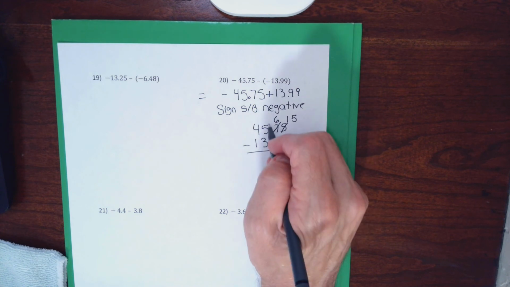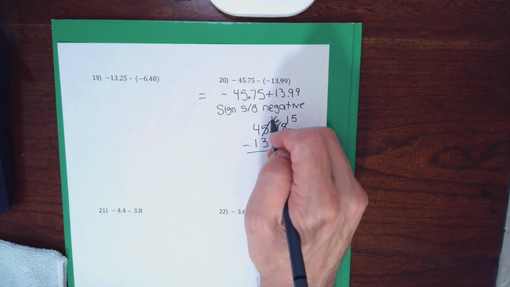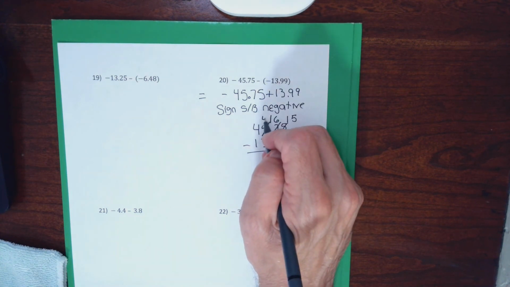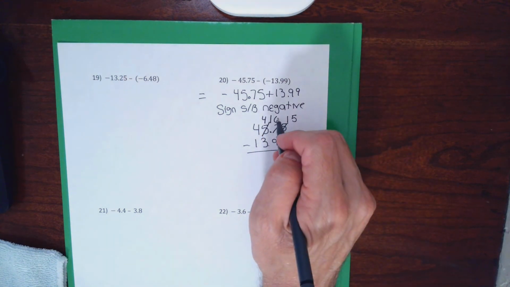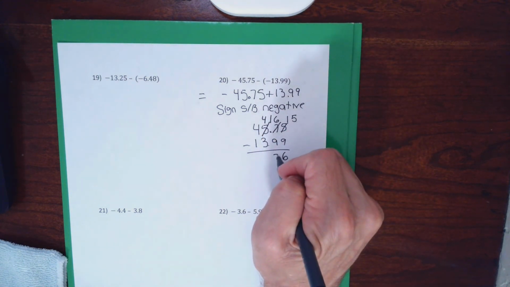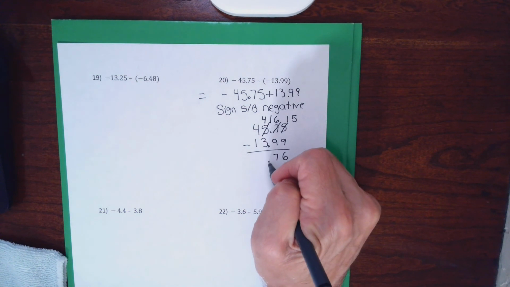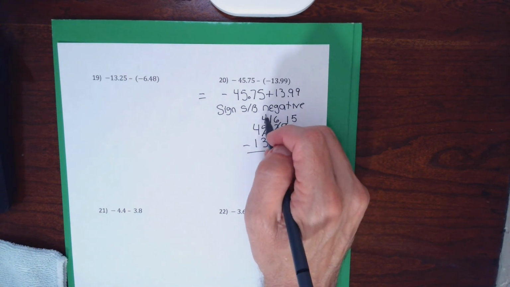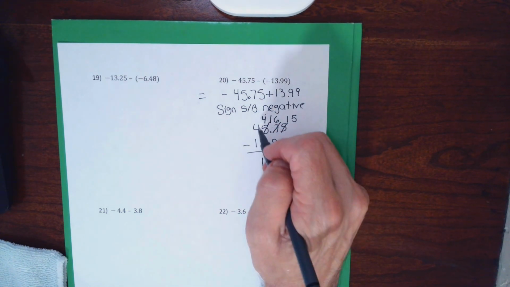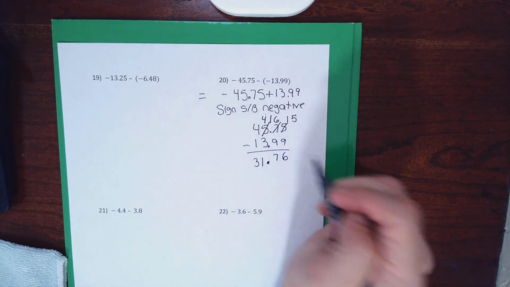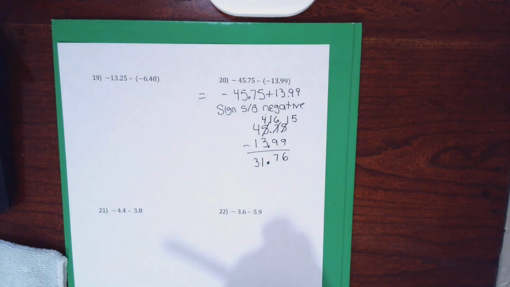6, I can't subtract 9. I'm going to borrow 1 from the 5, make the 6 a 16. Lower the 5 to a 4. Now I'm going to go 16 minus 9 is 7. Bring down my decimal. To the left of the decimal, I have 4 minus 3 is 1, and 4 minus 1 is 3. So numerically, I get 31.76.